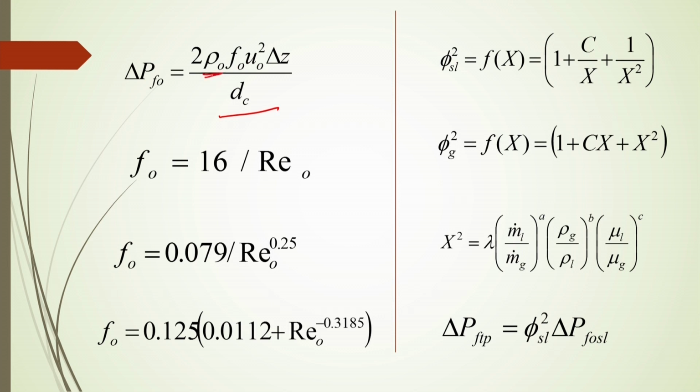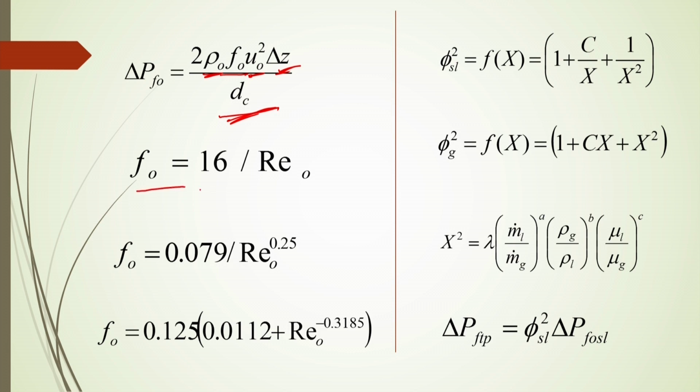What is this rho 0? Rho 0 is the single phase density, f 0 is the single phase Fanning friction factor, u 0 is the single phase velocity, and delta z is the effective length of the gas liquid mixture inside the bed, and this is the column diameter or bed diameter.